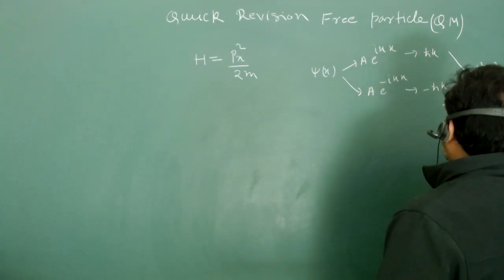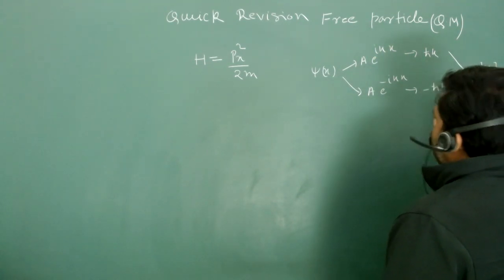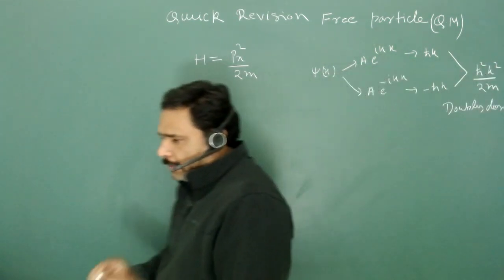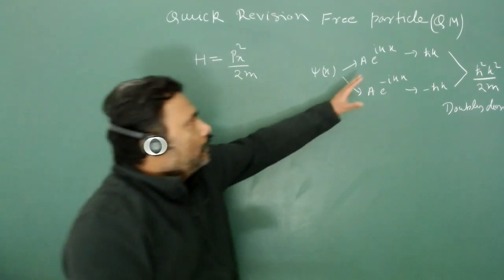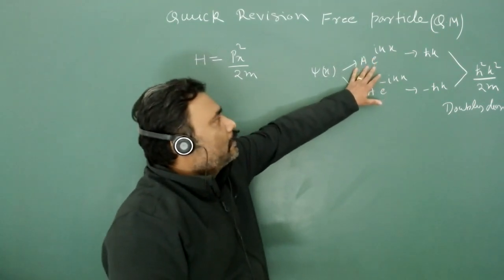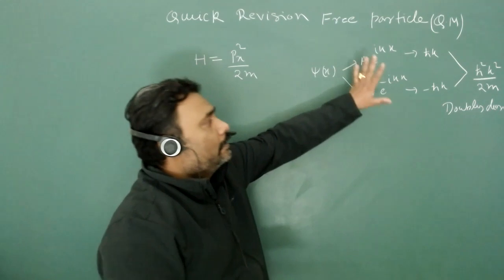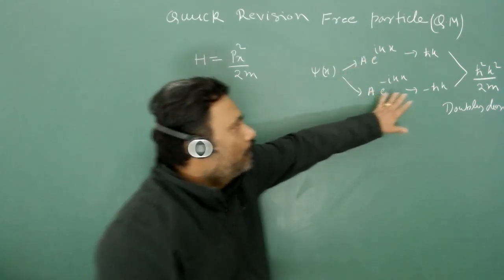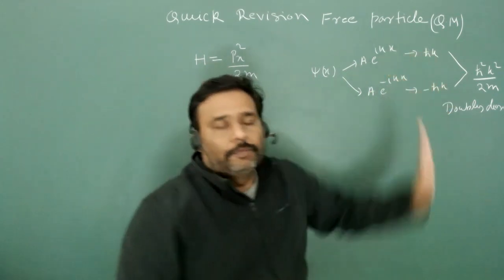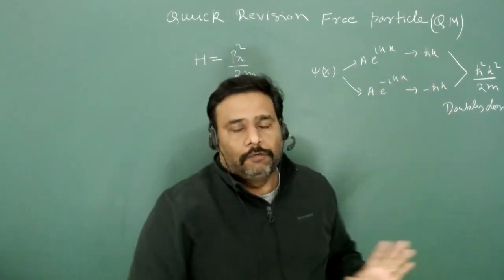Doubly degenerate. So you should always keep in mind that this is an energy eigenstate for momentum as well as energy. This is also an energy eigenstate for momentum and energy. It has momentum minus h cut k, and the other has momentum plus h cut k, but the same value of energy.